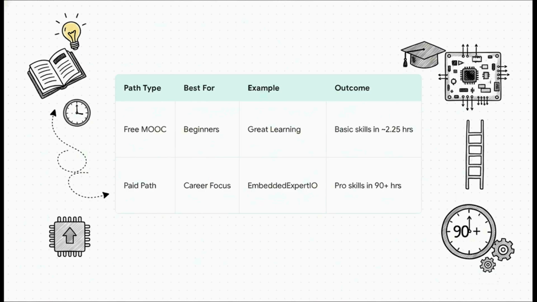On one side, you have free courses like STM32 Essentials from Great Learning. In just a couple of hours, you'll get a really solid overview of the fundamentals and the tools. This is perfect if you're just exploring, trying to see if this whole embedded thing is for you. Then on the other side, you've got paid, deep dive programs, like the STM32 Path from Embedded Expert IO. This is a serious 90-plus hour commitment designed to build job-ready skills. It takes you from the absolute basics all the way down to bare metal programming, which means coding directly on the hardware with no safety nets. The choice is pretty simple. Use the free path to explore, and then commit to the paid path when you're ready to really specialize and invest in your career.